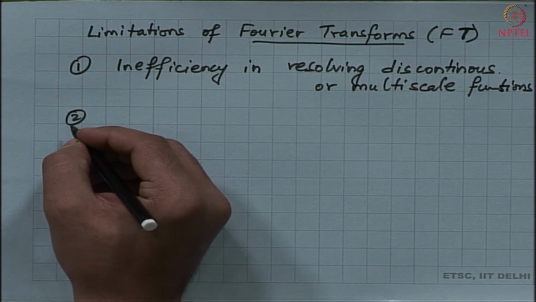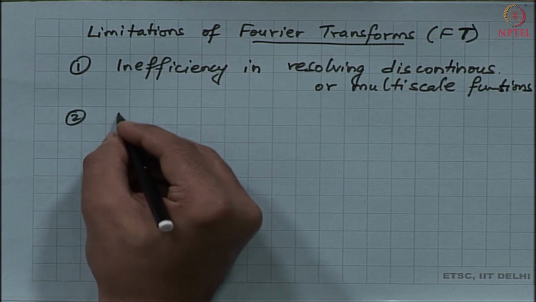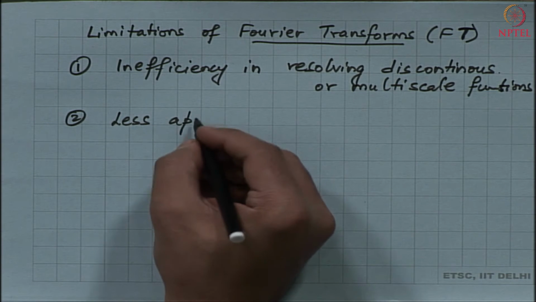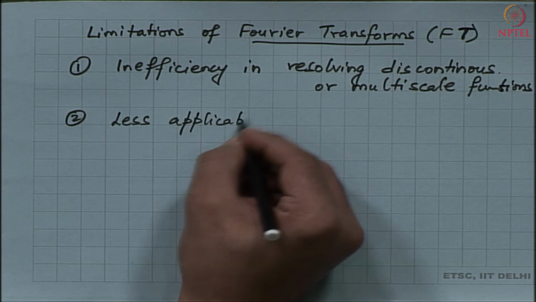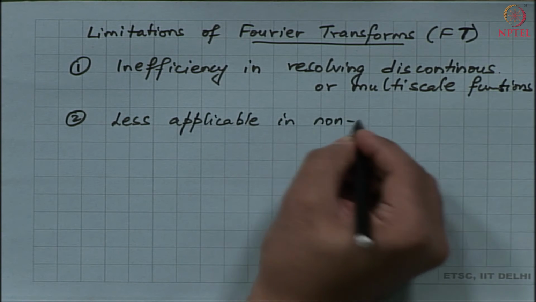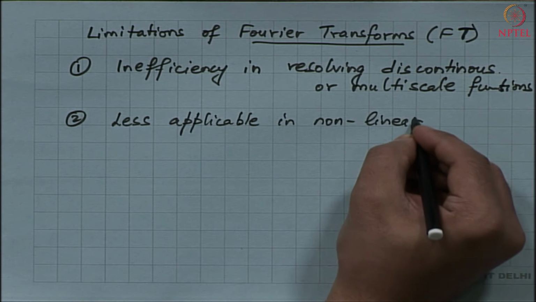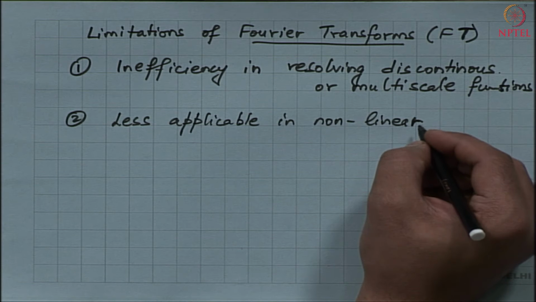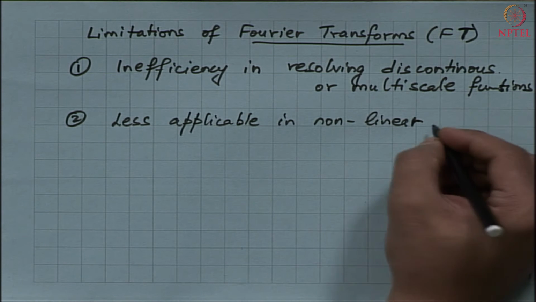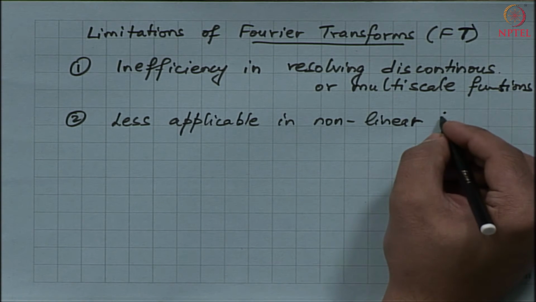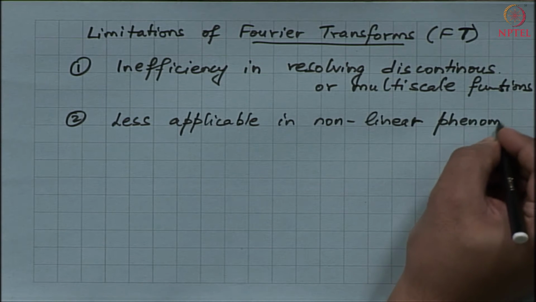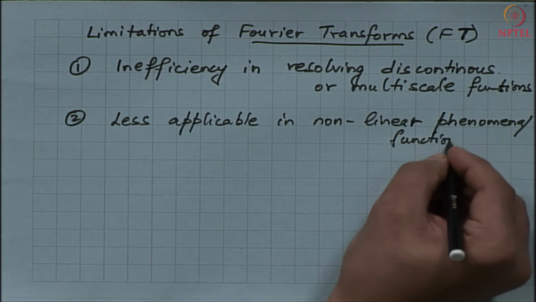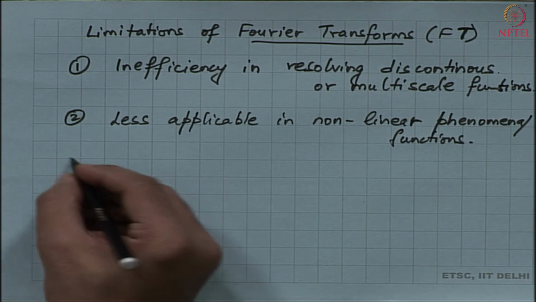Another limitation that was noted was that these are not applicable, or I would say less applicable, in non-stationary or non-linear functions. So, the Fourier transforms of non-linear functions are not quite well defined, as we will again see in some of our examples later on. So, non-linear phenomena or functions, and we will see some examples in this case.